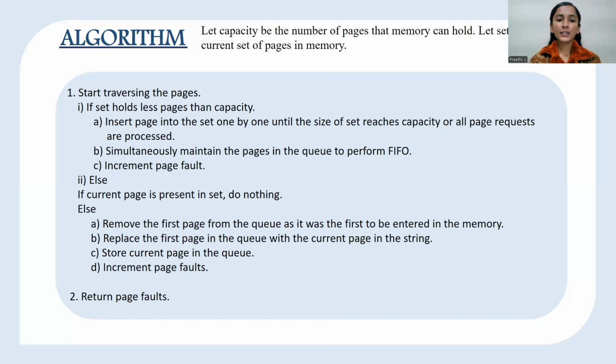Else, remove the first page from the queue as it was the first to be entered in the memory. Replace the first page in the queue with the current page in the string. Store the current page in the queue, increment page faults, and finally return page faults.